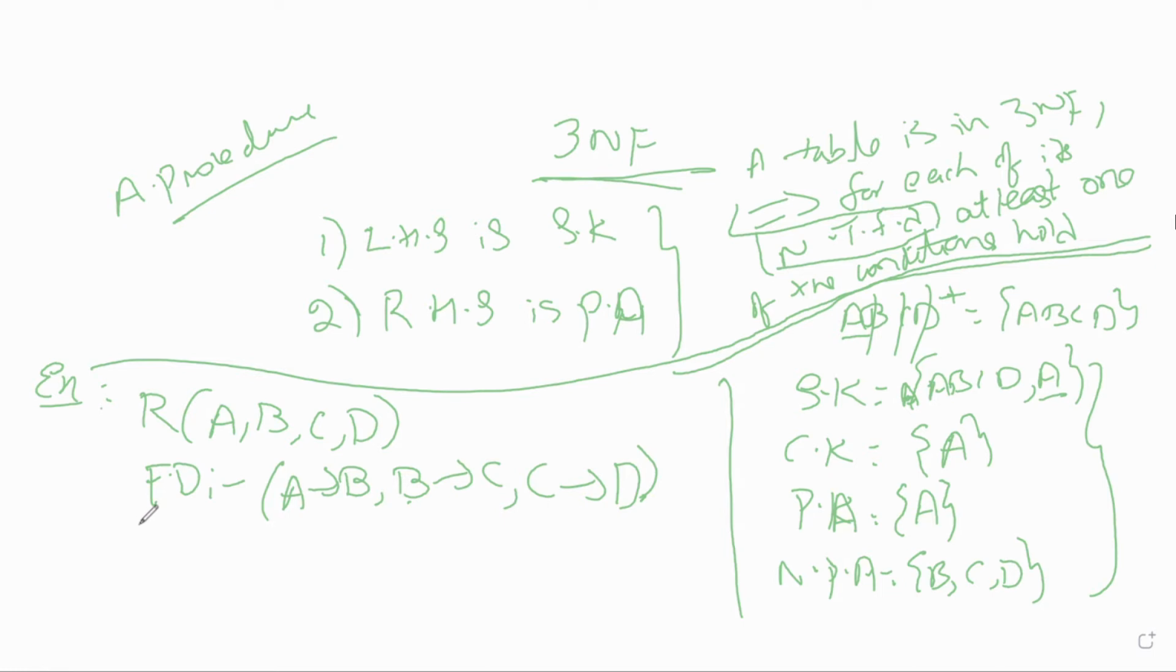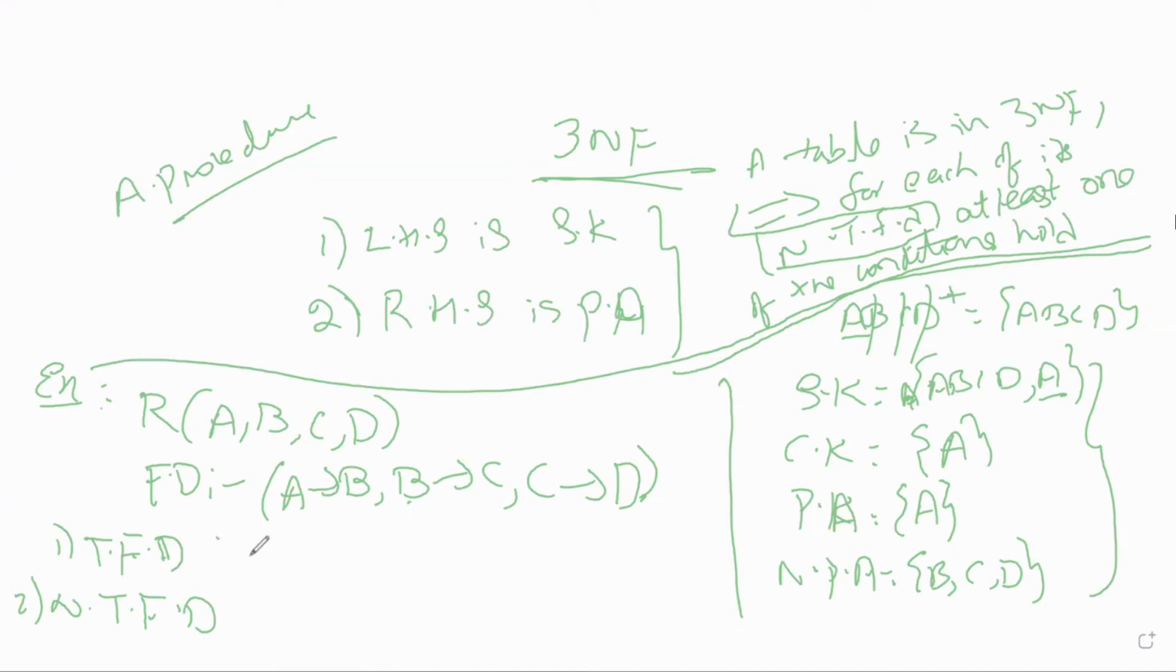So what is non-trivial functional dependency? I already told you, when I discussed normalization and FDs, that FD is of two types: trivial and non-trivial functional dependency. If you know trivial, then we can know non-trivial functional dependency.